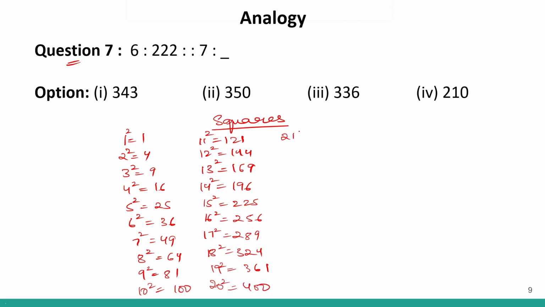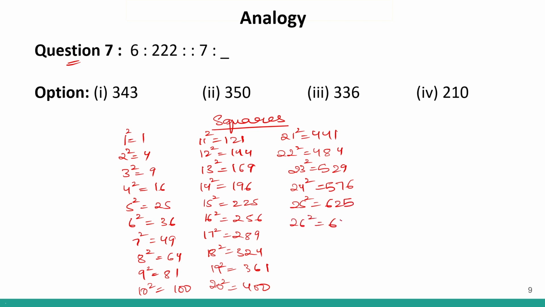Correct? 21 square, how much is it? 441. 22 square is 484. 23 square is 529. 24 square is 576. 25 square is 625. Correct? 26 square is 676. 27 square is 729. 28 square is 784. 29 square is 841 and 30 square is 900. Correct?